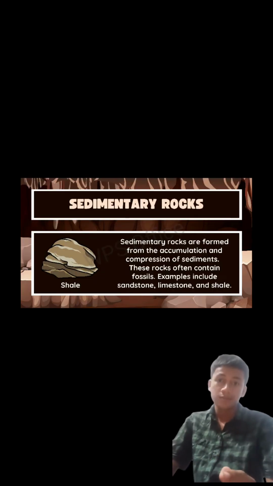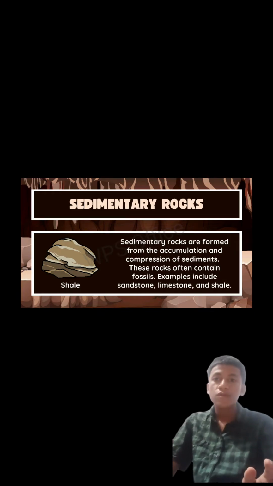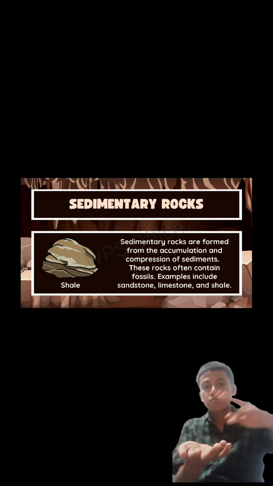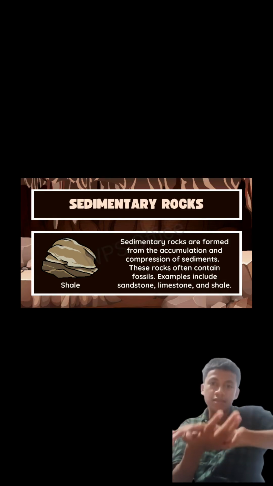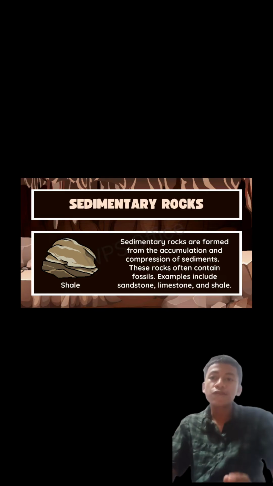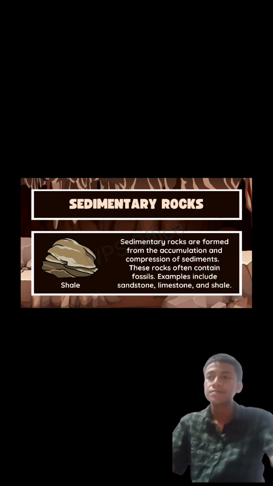Like sedimentary rocks. Sedimentary rocks are formed from the accumulation and compression of sediments, like those brought from the river, that accumulation and compression. These rocks often contain fossils. Examples include sandstone, limestone, and shale, like in the picture, shale.